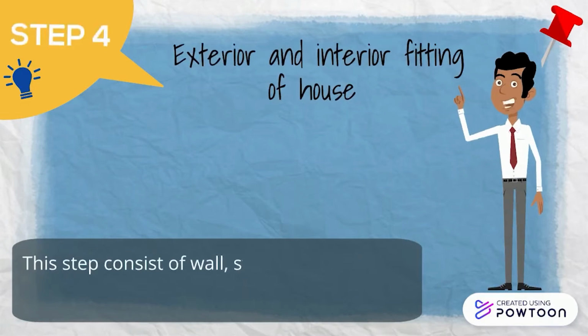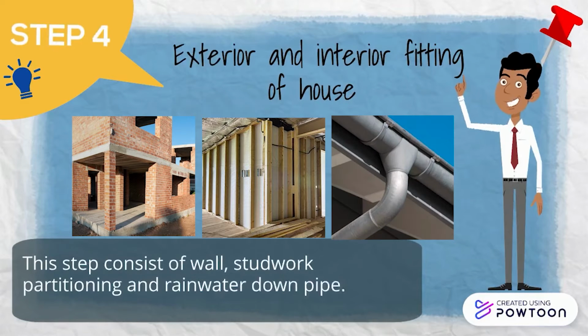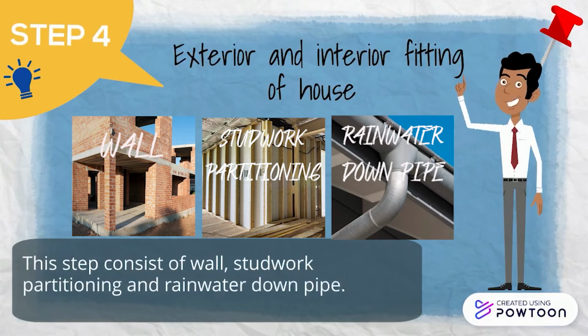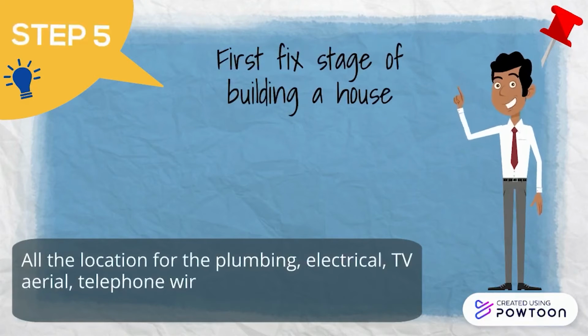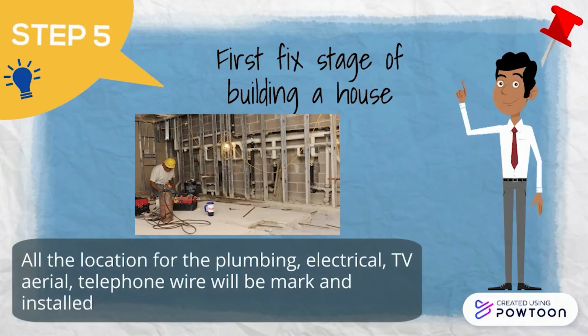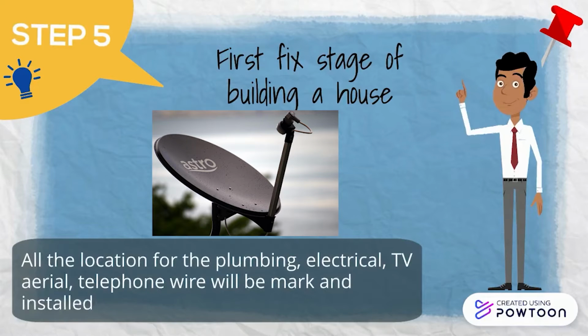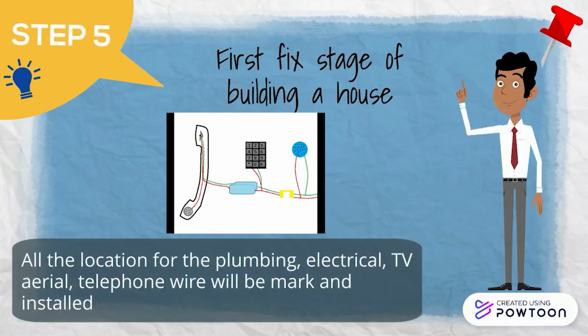Step number 4 is exterior and interior fitting for the bungalow, which consists of wall, stud partitioning, and rainwater downpipe. The fifth step is the first fixed stage of building the bungalow. In this step, all the locations for the plumbing, electrical, TV aerial, and telephone wire will be marked and installed.